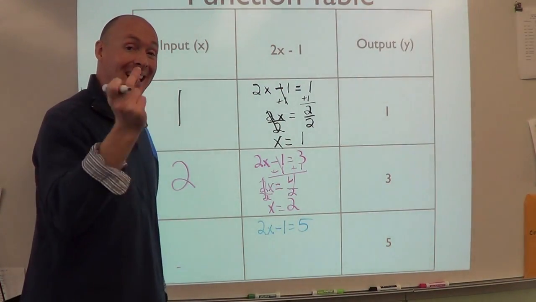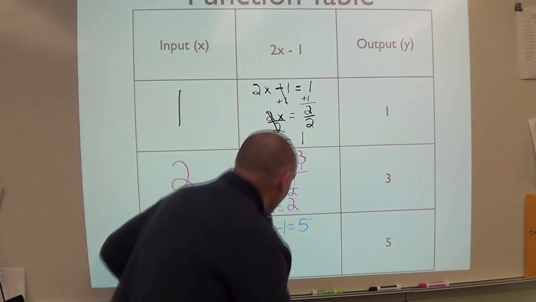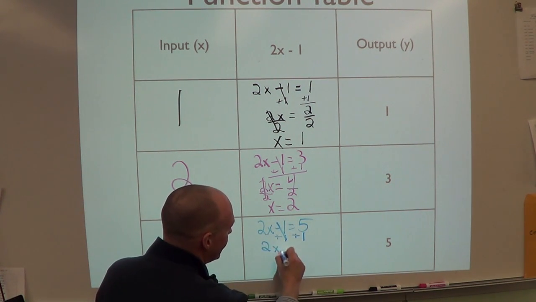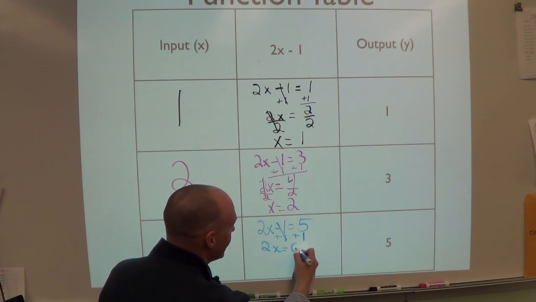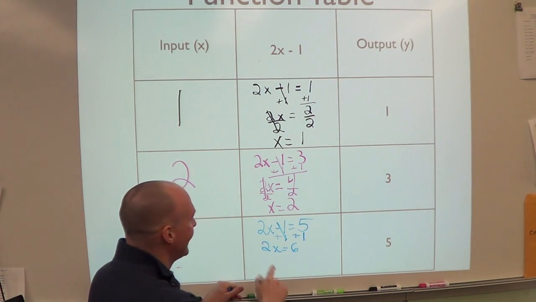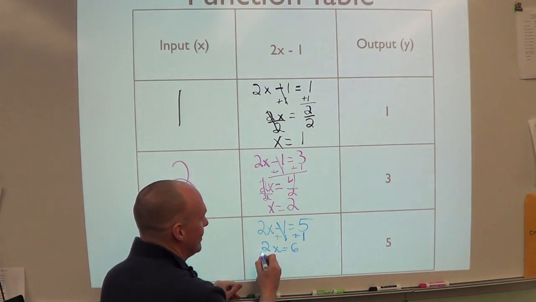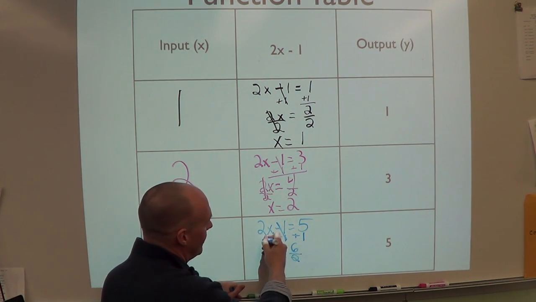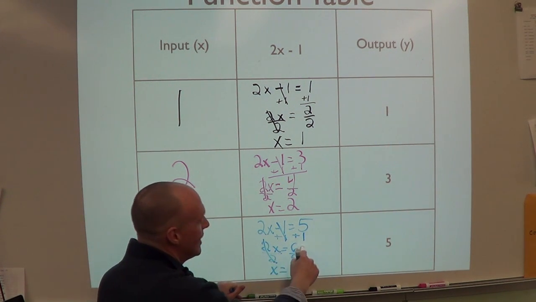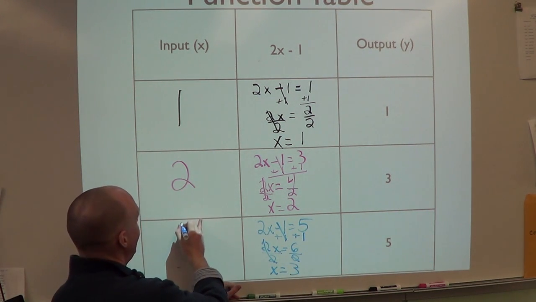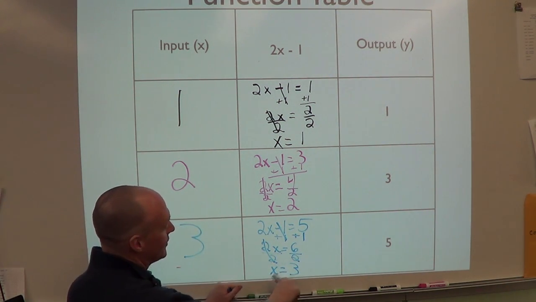Here, gotta isolate the numbers, gotta isolate the variables. So, what we're going to do is I'm going to add 1 to both sides. So we're left with 2x equals 5 plus 1 is 6. And wow, it is kind of weird writing way down here, but sorry, I gotta get kind of low. 2x equals 6. Divide both sides by 2. We are left with x equals 6 divided by 2 is 3. And my input, or my x, is 3.